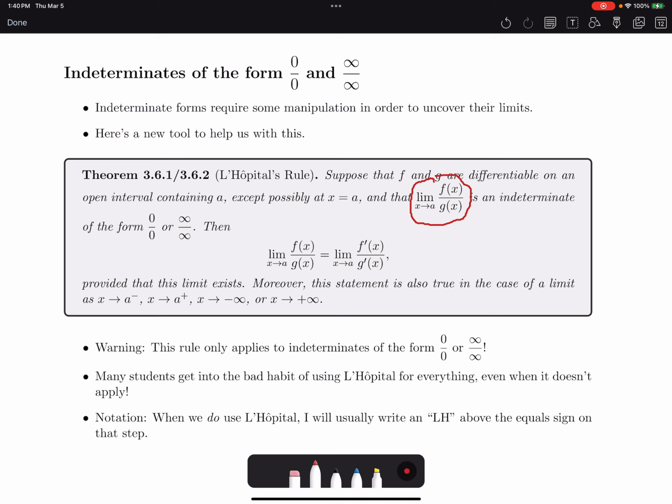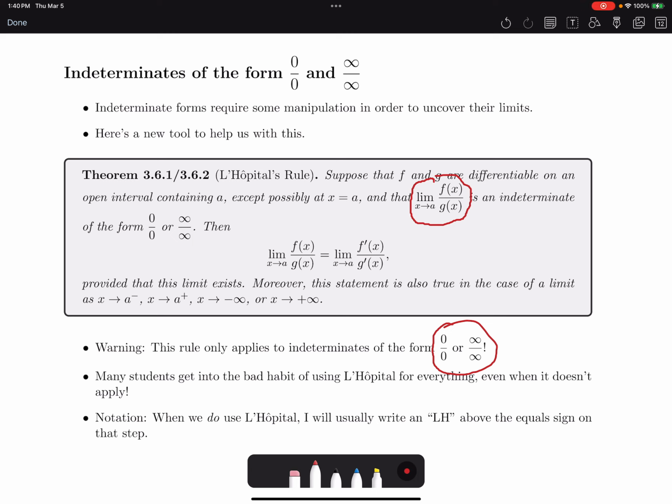A couple of things to point out. This rule only applies to indeterminates of this form. You can't do this to other kinds of limits. They only apply to indeterminates of the form 0 over 0 or infinity over infinity. So don't get into the bad habit of just using L'Hopital for everything, because it doesn't apply to everything.